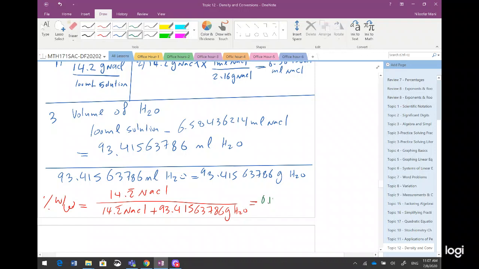0.13213, okay, which is 13.2. I can do, let me see, 3 significant digits: 13.21. I check that it is almost 13.2% W over W. Okay, so this is mathematically, but I feel in reality, because it's powder, it doesn't work this way.